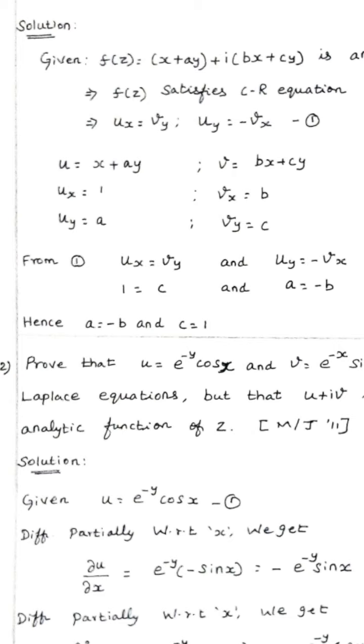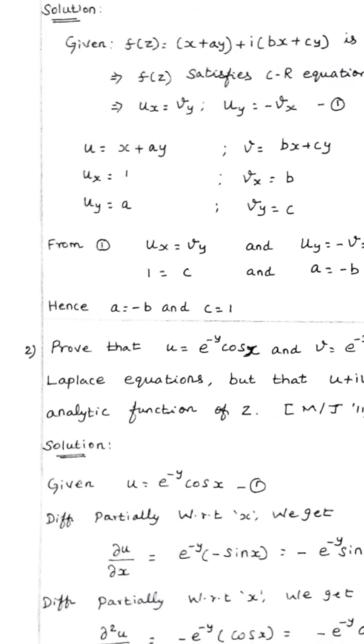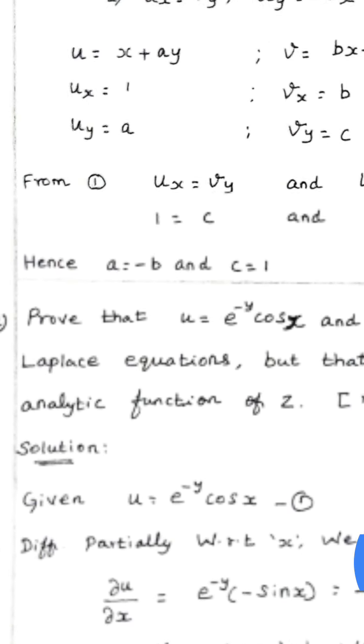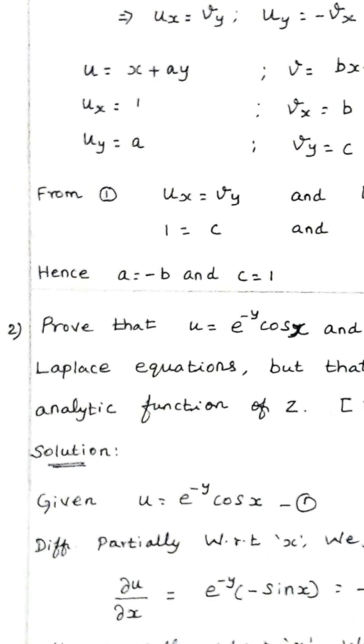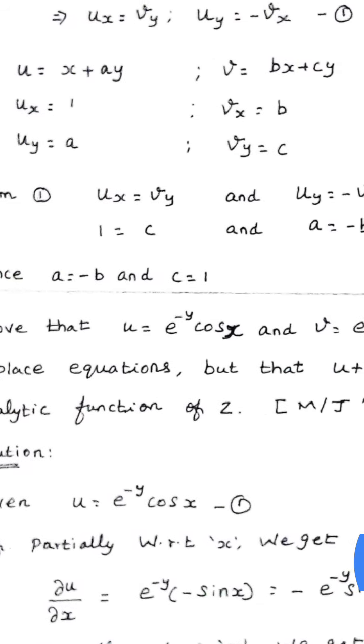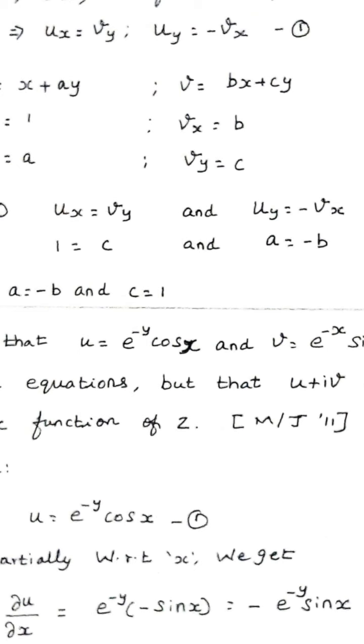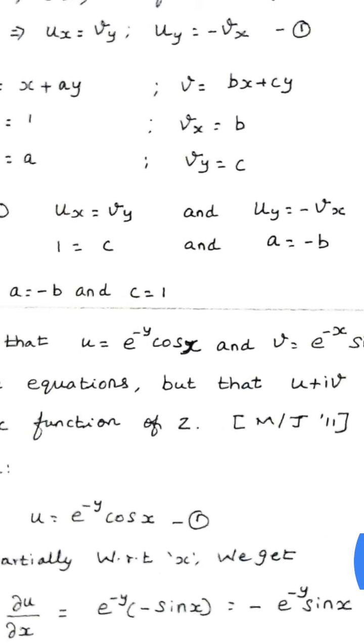Bx plus Cy. Now I am differentiating u with respect to x and u with respect to y. If I differentiate, what is the answer? I am getting ux value as 1 and uy value as a. And here v is equal to bx plus cy. I am just differentiating v with respect to x and v with respect to y. So what is my vx value?